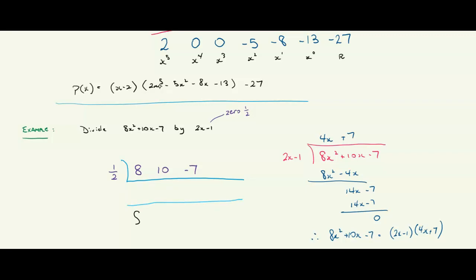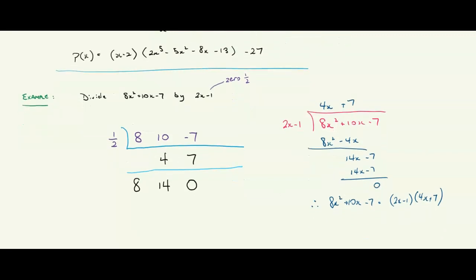8 drops down here. 8 times a half is 4. 4 drops in there. 10 and 4 is 14. 14 times a half is 7. As expected, my remainder is 0. Now, how do we interpret this?